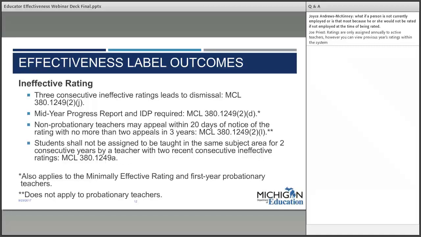Also, through the legislation, they have set out how someone can appeal an ineffective rating. If you are a non-probationary teacher, you may appeal an ineffective rating within 20 days of notice of the rating, with no more than 2 appeals in 3 years. Probationary teachers are not able to appeal ineffective ratings. Now, this does not mean that you cannot appeal any other rating. That would be a local process, whatever process your local district has in place for you to dispute your rating. But the legislation does clearly spell out what needs to happen to appeal an ineffective.